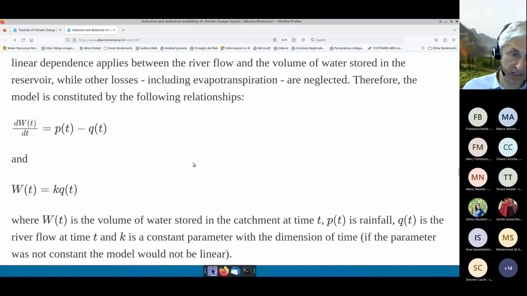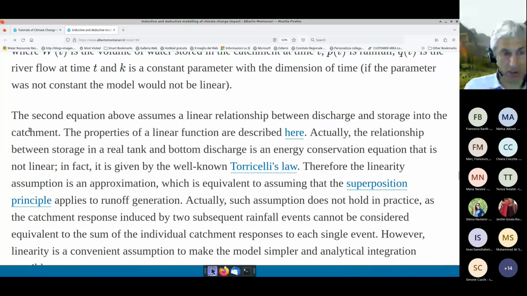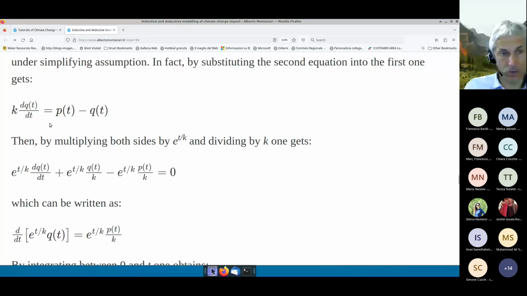How can we combine these two relationships? It's quite easy. We can take the derivative of W from the second relationship and plug it into the left-hand side of the first equation, which is what we find here. K dQ/dt, K is a constant, so when you take the derivative, we can keep it unchanged. K dQ/dt is equal to P(t) minus Q(t). And here we see that indeed, in order to derive the final value for Q over a long time, we need to make an integral.